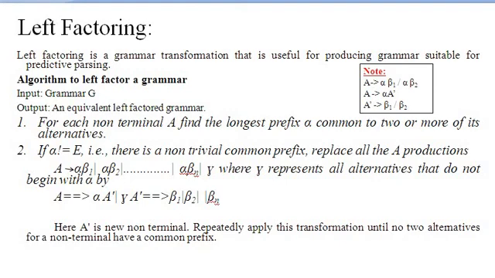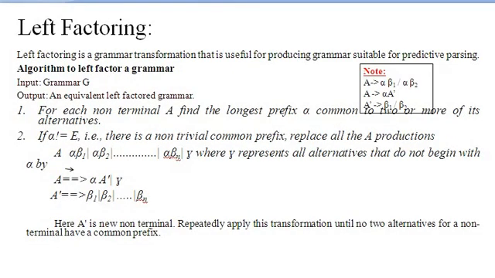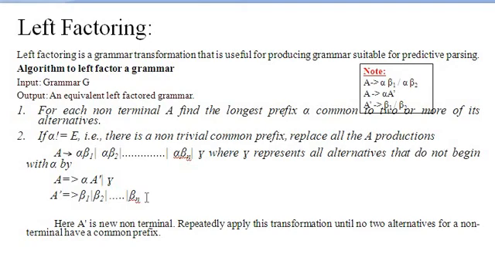For example, A gives alpha beta 1 or alpha beta 2 or alpha beta 3 up to alpha beta n or gamma, where gamma represents all alternatives that don't begin with alpha. Replace them by A gives alpha A dash or gamma, and A dash gives beta 1, beta 2 or beta n. So here A dash is a new non-terminal. Repeatedly apply this transformation until no two alternatives for a non-terminal have a common prefix.